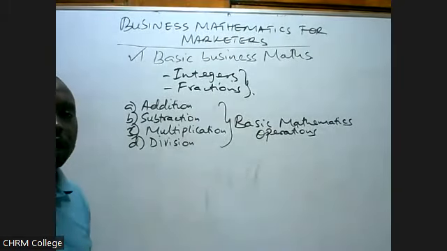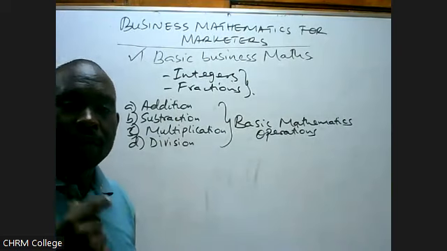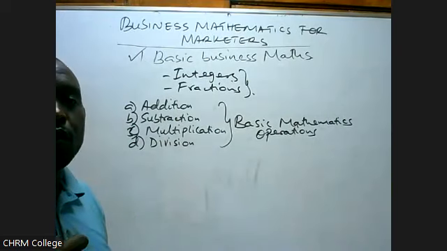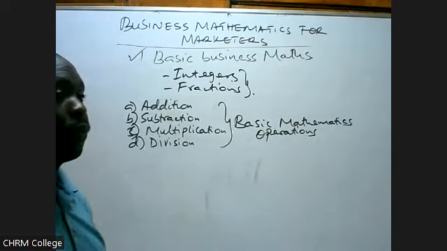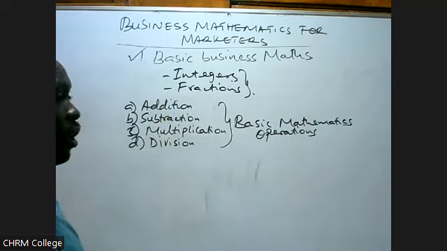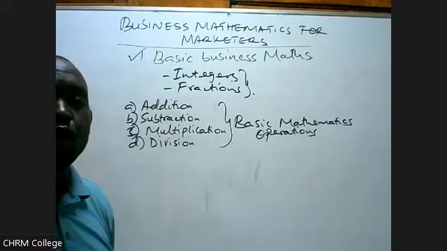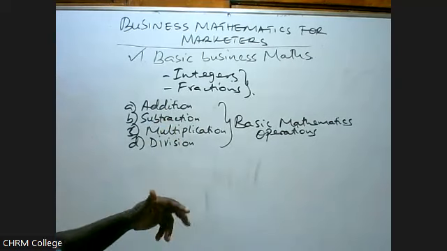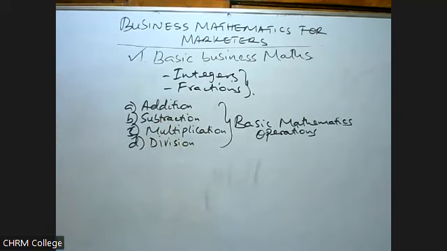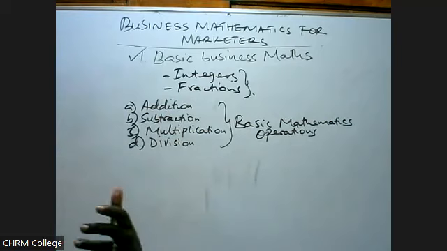When we talk about addition, it is the summation of quantities. When you add some figures or quantities together, you are doing addition. Subtraction is the difference between 2 or more numbers. When you subtract, less or deduct, you are doing subtraction. Multiplication, it is actually what? When you multiply, you are trying to do what?